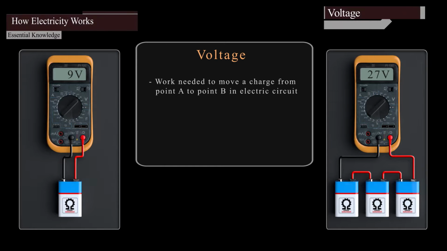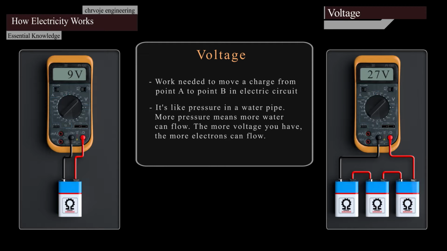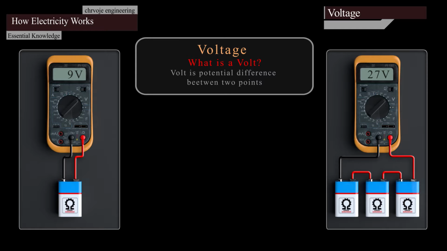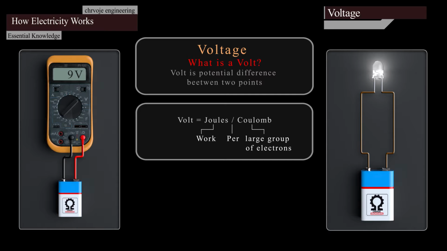Voltage is basically work needed to move a charge from point A to point B in the electric circuit. It's like pressure in a water pipe. The more pressure you have, the more water can flow. The more voltage you have, the more electrons can flow. So, what is a volt? Volt is potential difference between 2 points that will impart 1 joule of energy per coulomb of charge that passes through it. Joule is a measurement of energy or work, and coulomb is a very large group of electrons.